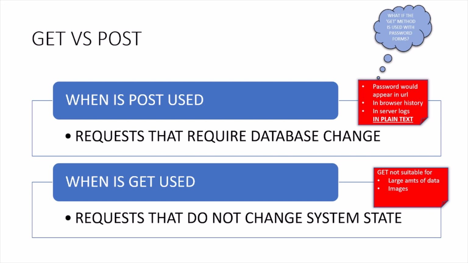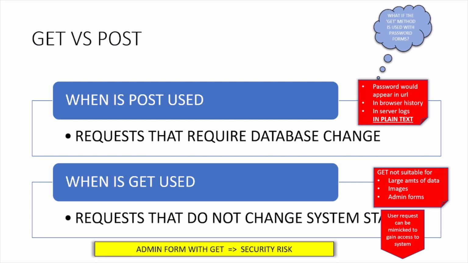The get method should never be used with admin forms simply because the user request could be mimicked to gain access to sensitive parts of our system. In short, the get method with the admin form implies security risk.